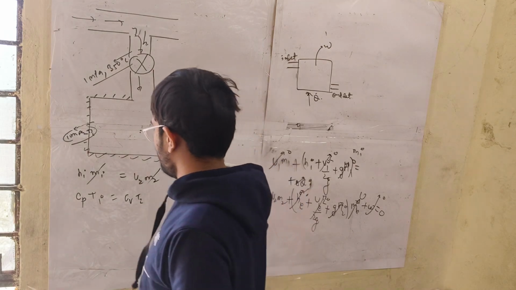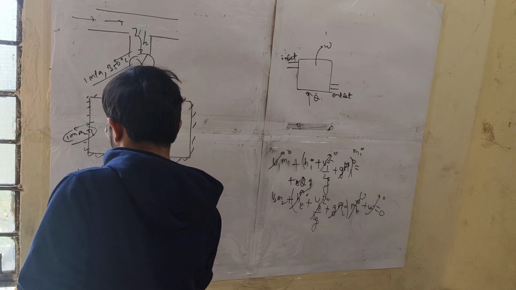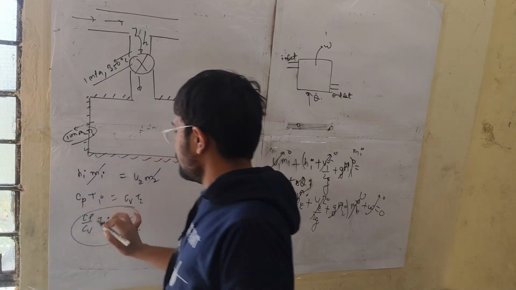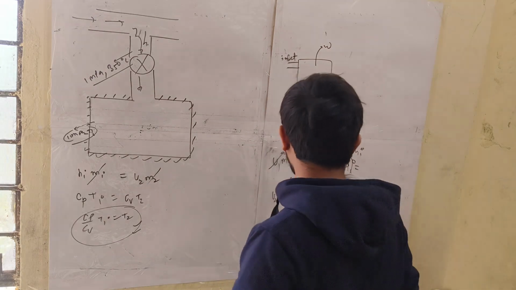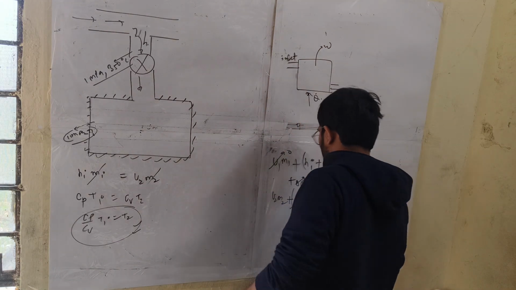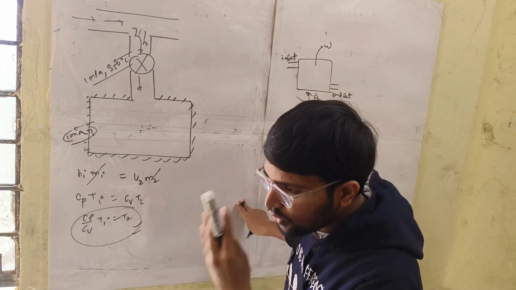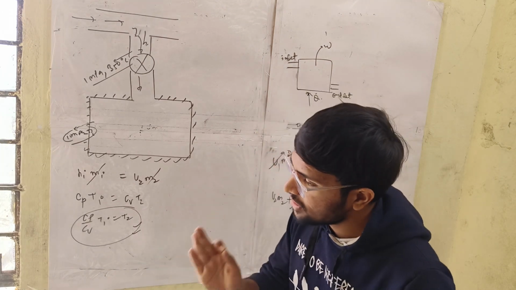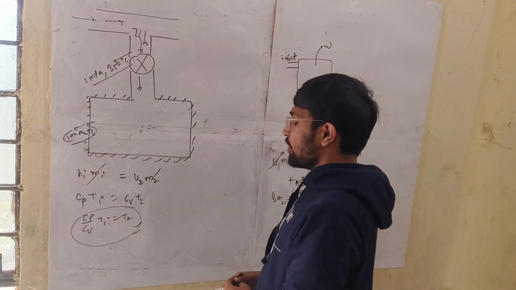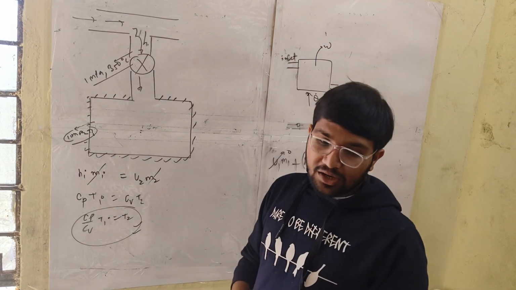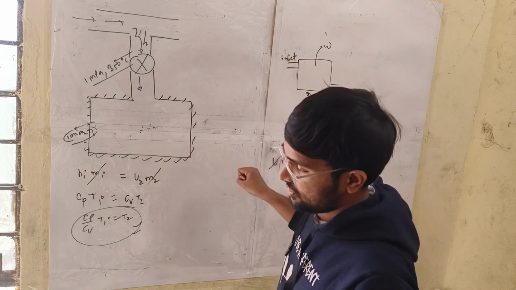Cv T2. Cp by Cv Ti is equal to T2. By using these expressions, you can find the value of T2. Okay, this is a good question. By using this question, you can understand how you solve unsteady flow energy equation problems. Okay, because when we deal with a practical system, these equations can be used.